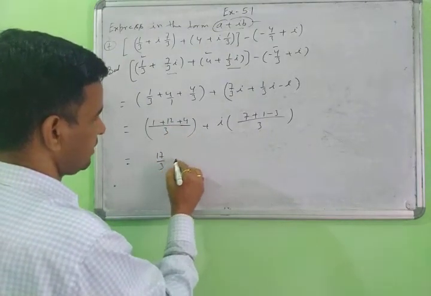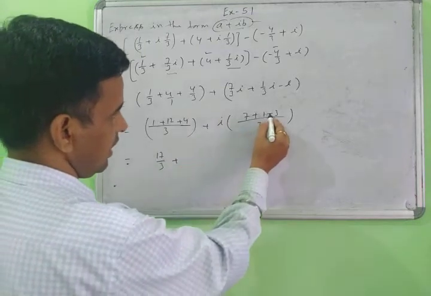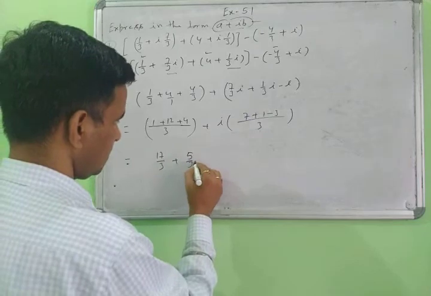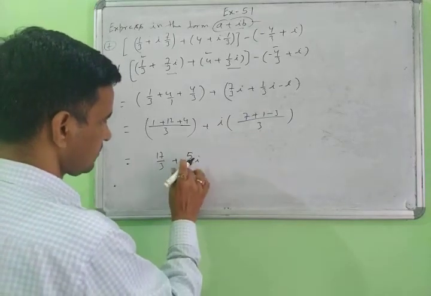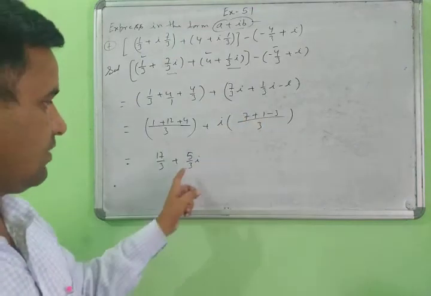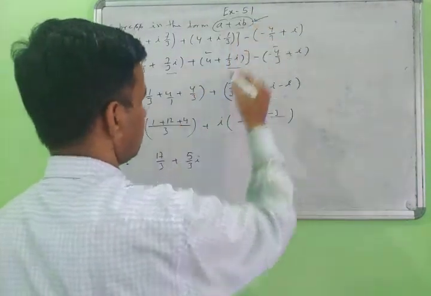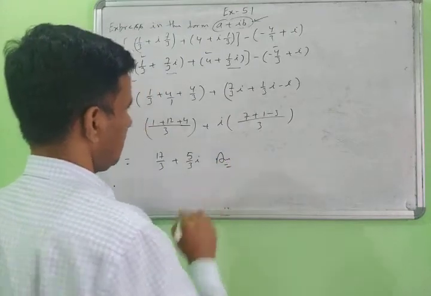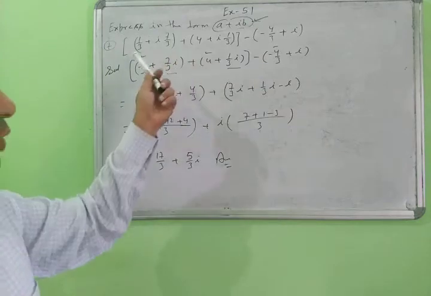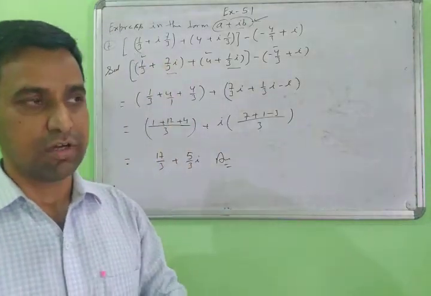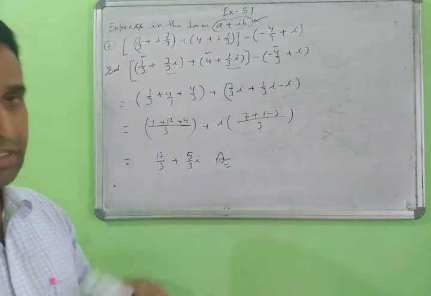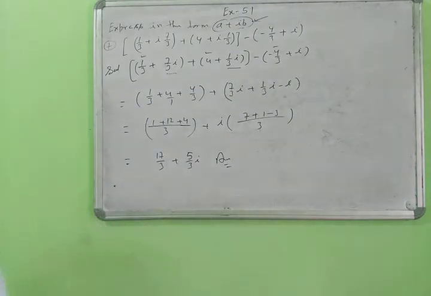This is the real part, real part plus, and 7 plus 1 minus 3 gives 5 upon 3. This is the imaginary part. This is the form of the given complex number. This is your answer. Very simple things. In every question that comes in this form, you will separate the real part and imaginary part, then calculate and find the answer. Just note it down.